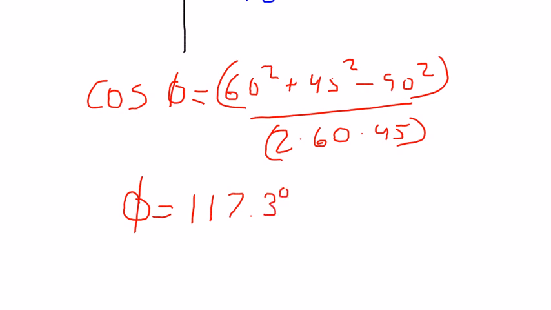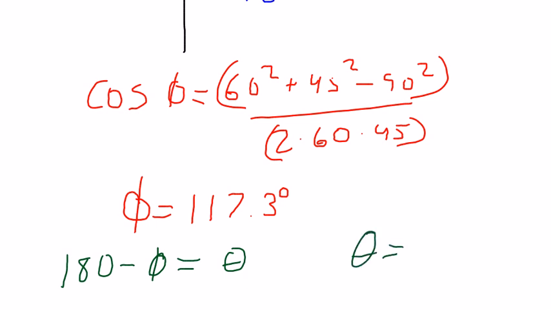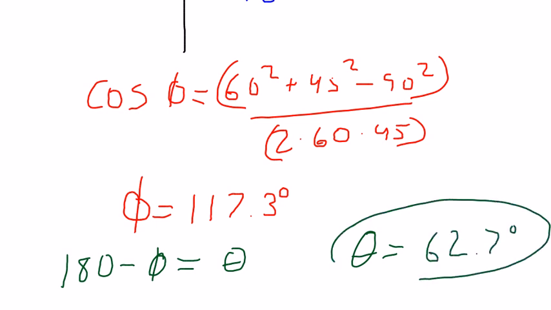0.3 doesn't matter. And then to find theta, to find my green angle theta, I'm going to take 180 minus phi to get theta. So theta in this case would be 180 minus this, 62.7 degrees. And that's what the book says I should get for an answer.